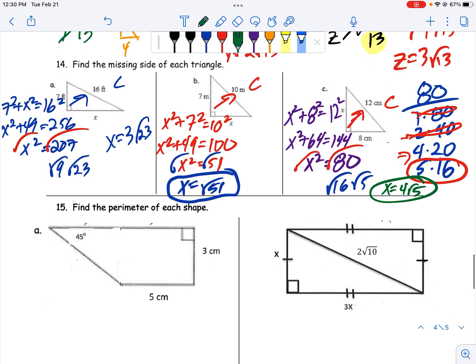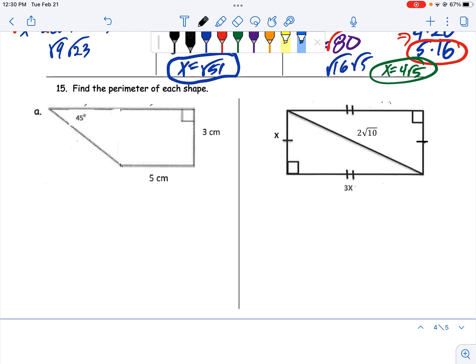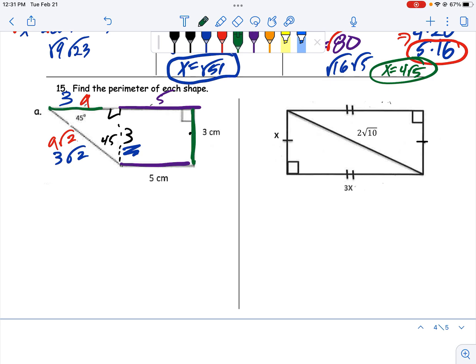All right, number 15. Here we go, a doozy and a half. I want to draw a little line here to make this 3. If that's 45, then this is 45, which means I have a 45-45-90, so I have a root 2. So that's 3 here, so this side is 3, which means this is 3 root 2. If this is 5, then this part right here is 5. I have a 3 here and a 3 there.